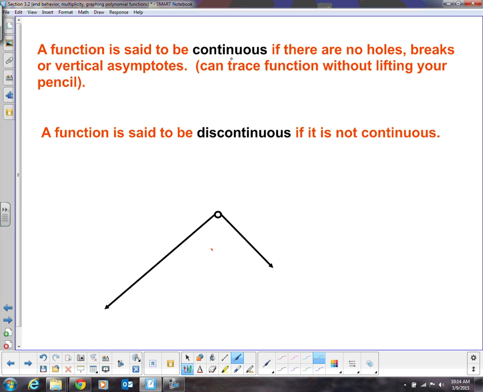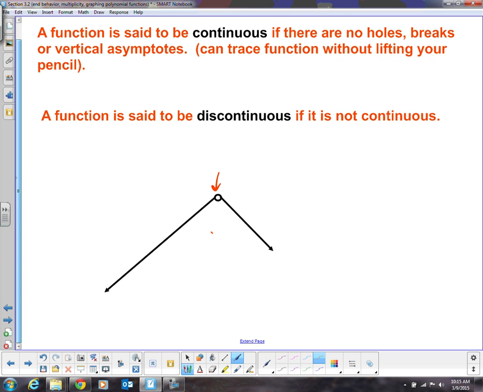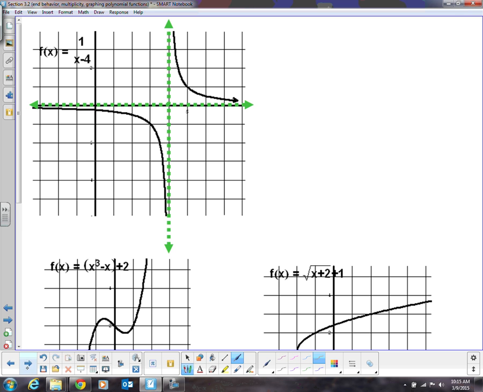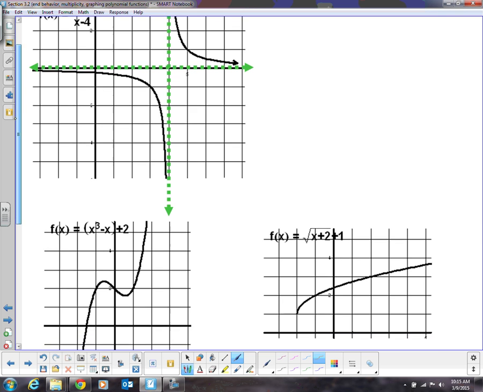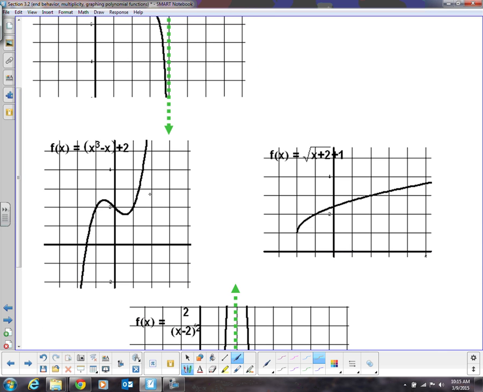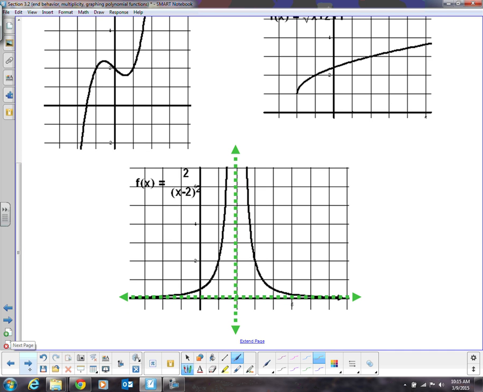A function is said to be continuous if there are no holes, no breaks, or vertical asymptotes. In other words, you can trace a function without lifting your pencil. A function is said to be discontinuous if it's not continuous. Is this continuous? Why not? There's a hole. Is this continuous? Why? Vertical. Is this continuous? Is this continuous? That was an easy concept.